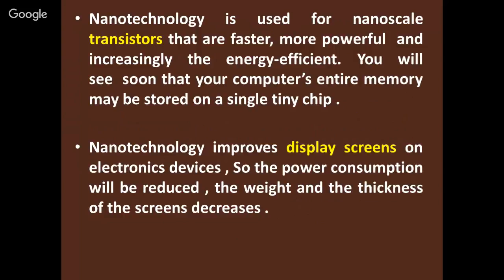Nanotechnology is used for nanoscale transistors. It is a technology in electronics. The size of the transistors and other equipment can be minimized. The cost can be minimized, but at the same time, the effect can be increased and the power consumption will be minimized as much as possible. And sooner we will be making use of computers in which very large memories can be stored in a very small chip. So there is an advantage of nanotechnology.